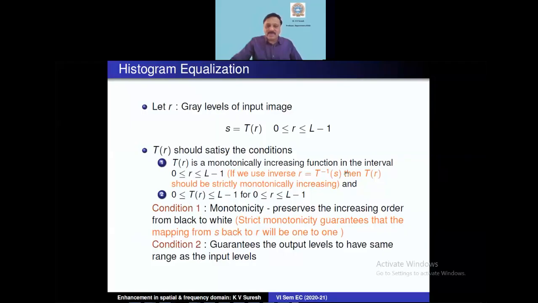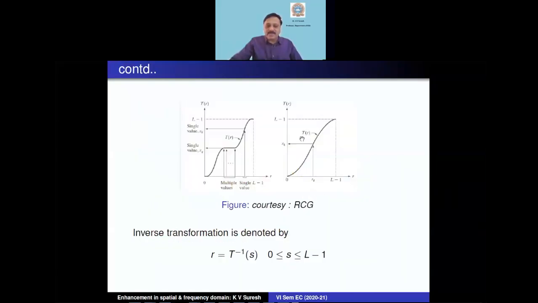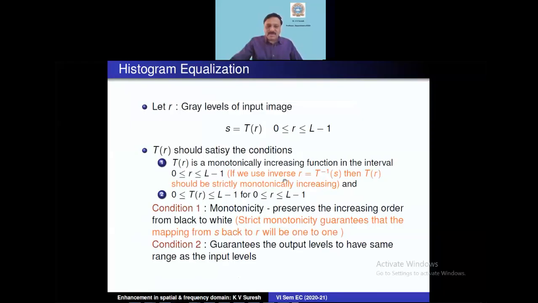So if I use the inverse function, then it should be strictly monotonically increasing. I cannot expect multiple values to map to a single value, because all of you know that if multiple values are mapped to a single value, the inverse is not possible. So ideally speaking, we expect this, so that the inverse is possible. The second thing is whenever the input ranges in the range of 0 to L minus 1, the output also should range in the range 0 to L minus 1.